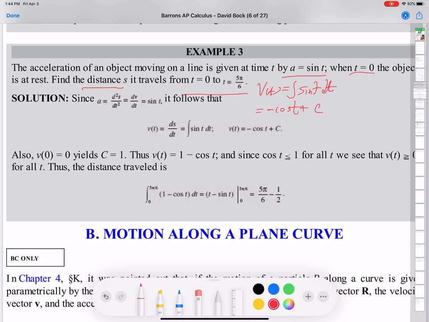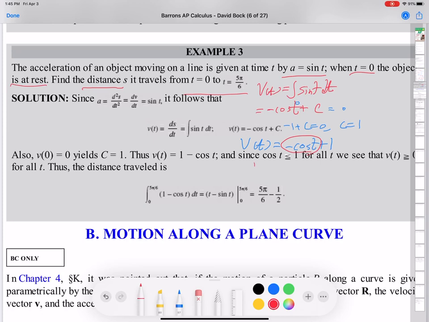But when t equals 0, the object is at rest, so at t equals 0, v should be 0. So I'm going to plug in 0 for t, and it should be 0. Cosine 0 is 1, so negative 1 plus c is 0. That means c equals 1. So the v(t) function, finally found, is negative cosine t plus 1. Because the cosine function is between negative 1 and 1, negative cosine t is still between negative 1 and 1, and then plus 1, that cannot be a negative number anyway. So the v(t) function has no part under the t-axis in this case. So that means displacement is distance, same thing, right?